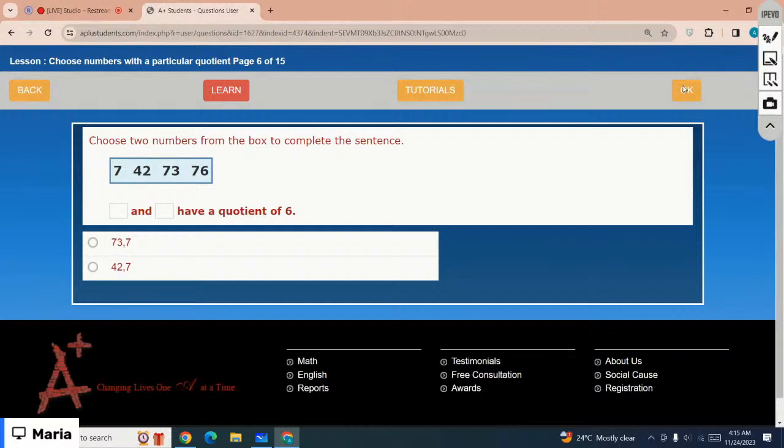Yes, the correct option is 42 and 7, because 7 times 6 is 42. So the correct option is 42 and 7. Very good.